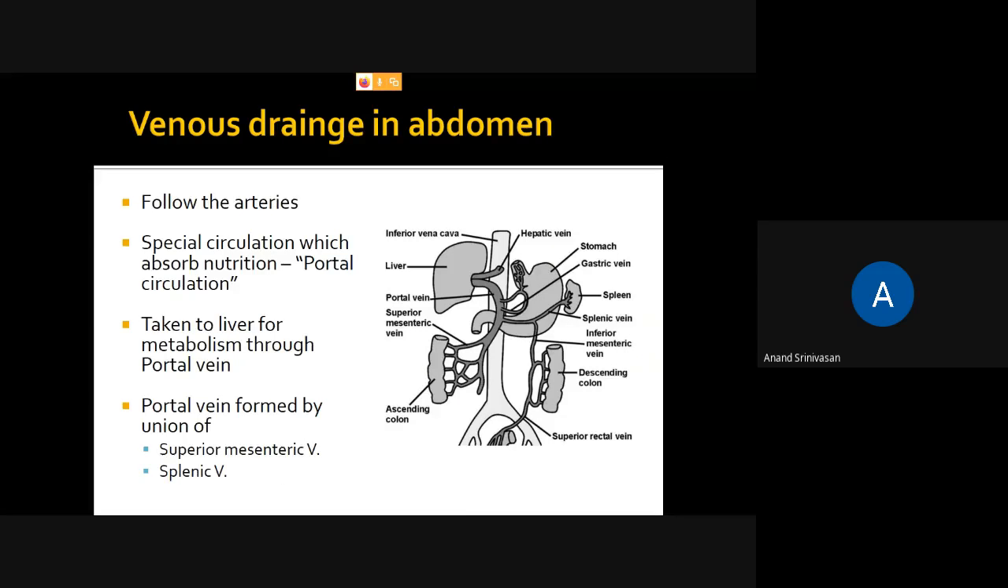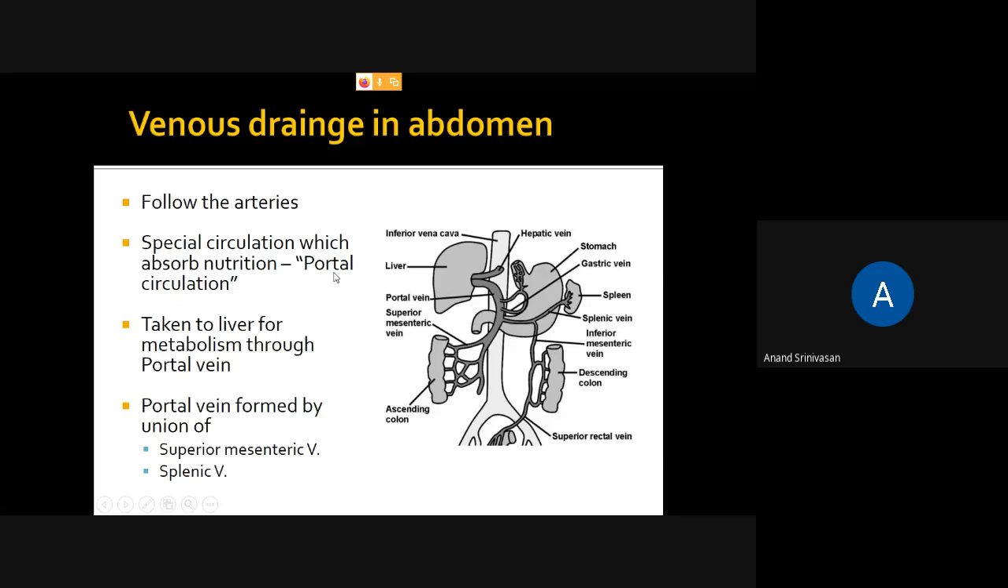Now the venous drainage in the abdomen. Here there are certain modifications because the main function of the GIT, the gastrointestinal tract, is to absorb nutrition, because it has to absorb food from the stomach. So there are some special circulations in the abdomen. Now what is this special circulation? This is called the portal circulation. So why is it called portal circulation?